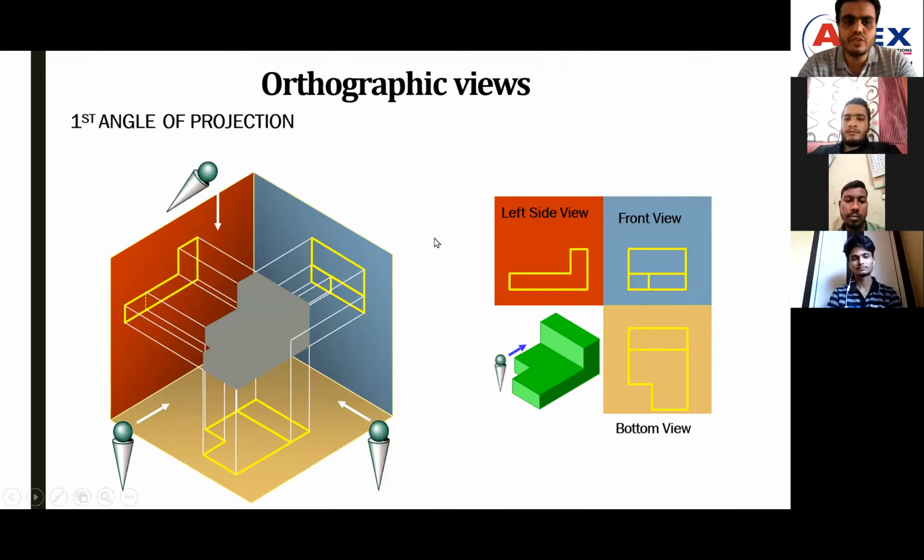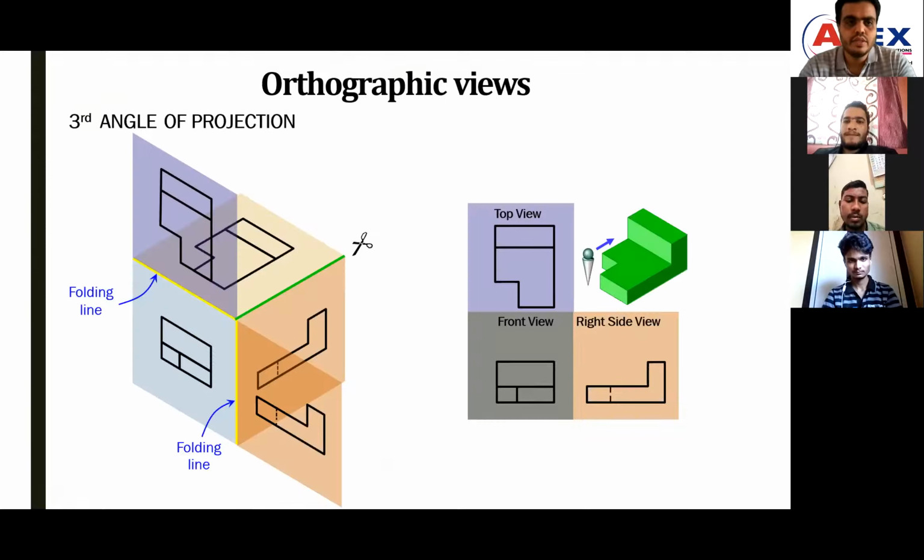Next, you can observe I have given you some examples here. This is the first angle of projection. I will share this PPT with you, so just refer to it. Next, this is the third angle of projection, whatever I explained to you. Here I have taken a model and projected it. You just refer to it.